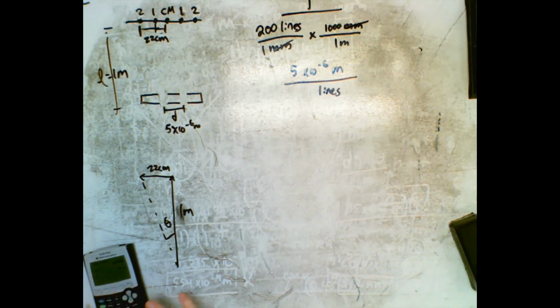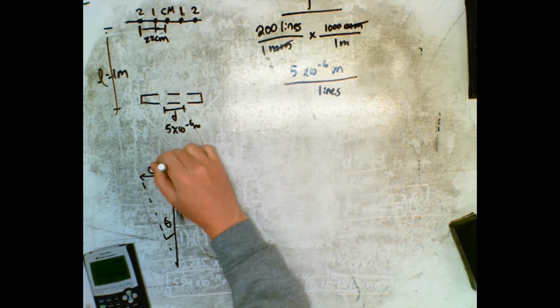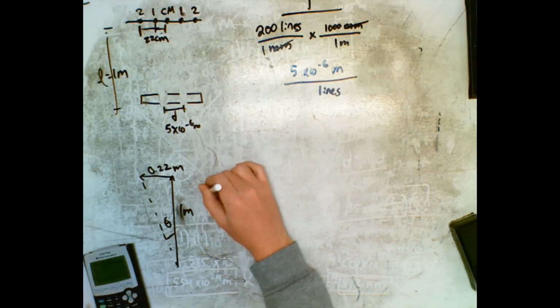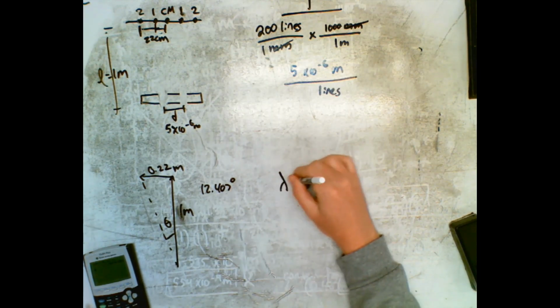So if I go tan negative 1 of 22 over 1, sorry, this is in centimeters. There should be 0.22 meters. So I go tan negative 1 of 0.22 over 1, and I end up getting 12.407 degrees. Okay, so that means that I can't use that first formula. I have to use this one.